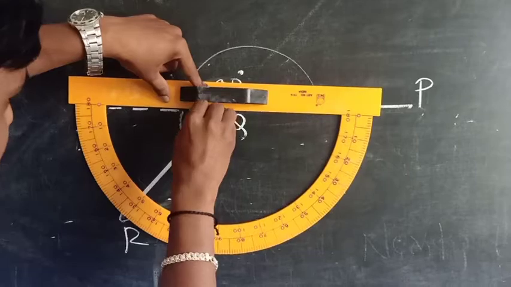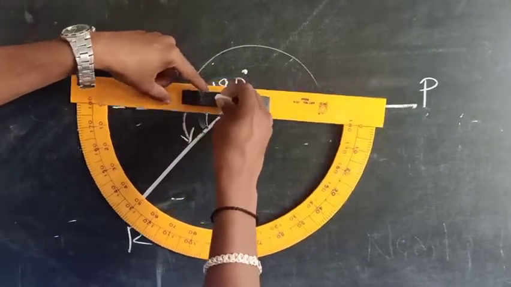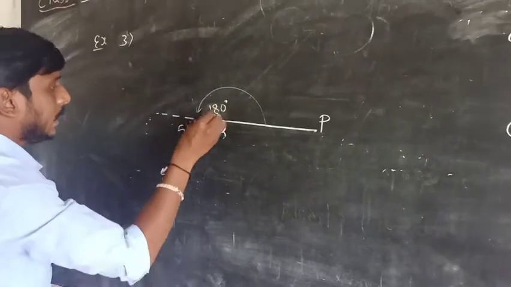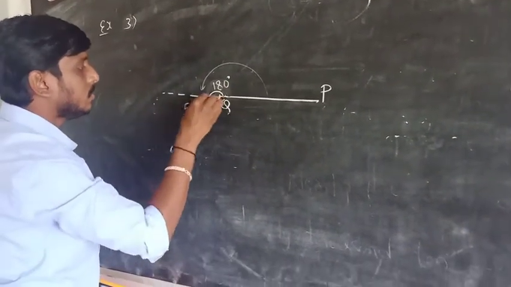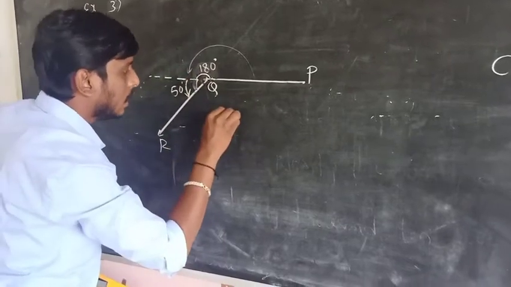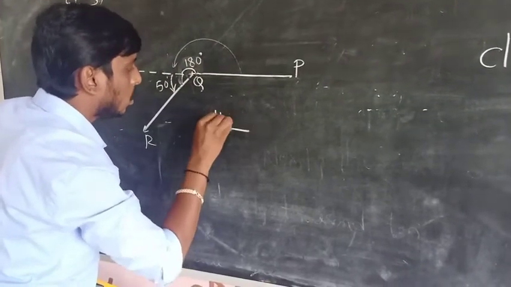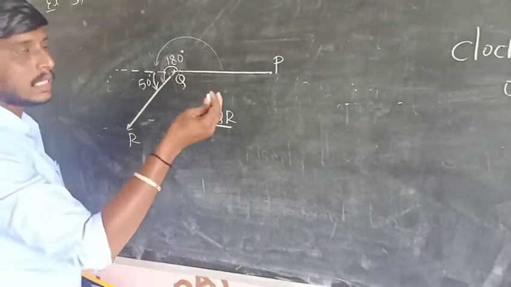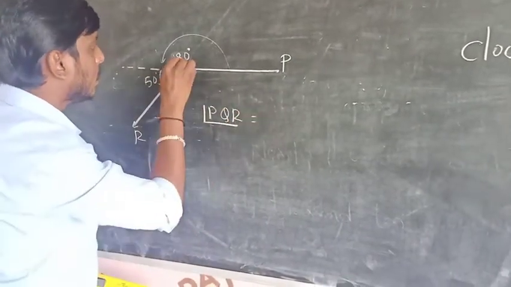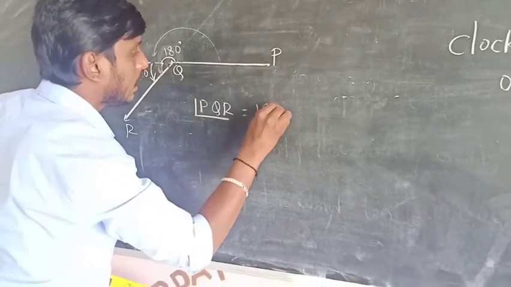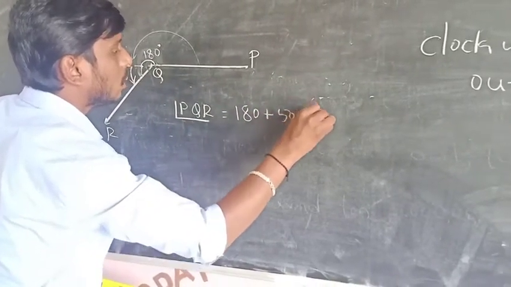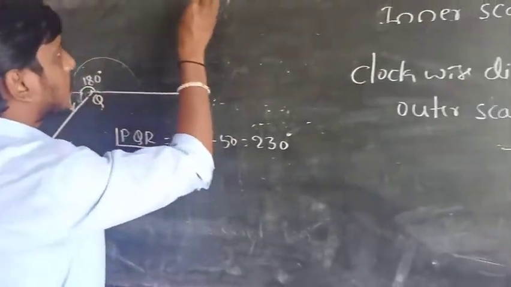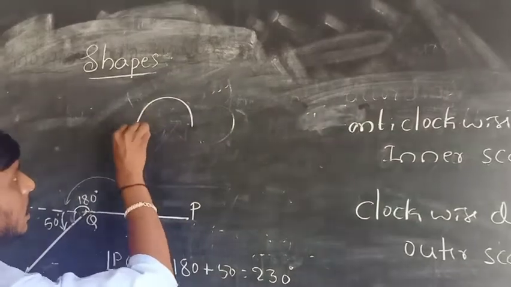So here I will take 50 degree. So total 180 plus 50 degree. 180 plus 50 degree angle PQR. So it is also called a reflex angle. We can discuss the types of angles. Just now I wrote 180 plus 50. 180 plus 50 equals to total how much? 230 degree.